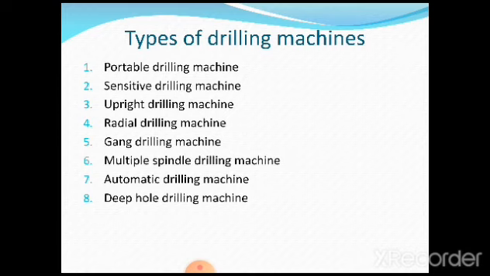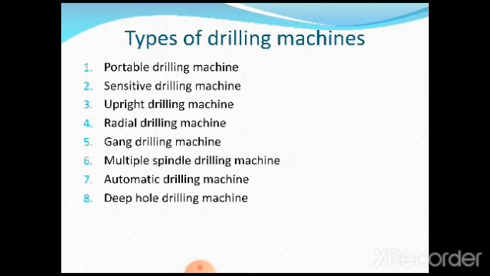Sensitive drilling machine. As the name itself indicates, all these 8 types of machines which you are going to see on the screen are basically used for generating holes on a given workpiece. Depending upon their design and applications, they are named accordingly. Sensitive means, as the name indicates, it is used for relatively small diameter holes and small workpieces. Upright drilling machine, radial drilling machine, gang drilling machine. Gang drilling machine means a number of holes are to be drilled. In such cases, we use the gang drilling machine.